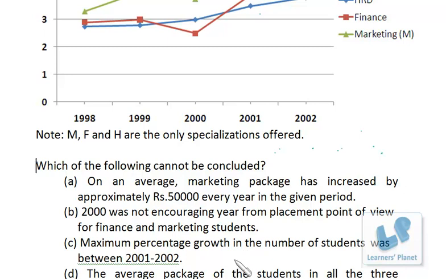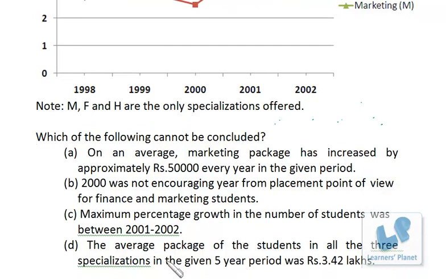Okay. Now the average package of the students in all the three specializations in the given 5-year period was 3.42 lakhs. Now we cannot say this because we do not know the distribution among the three specializations, right? So average package calculation is not at all possible. Okay, so this is the correct choice. I hope that's clear to you.